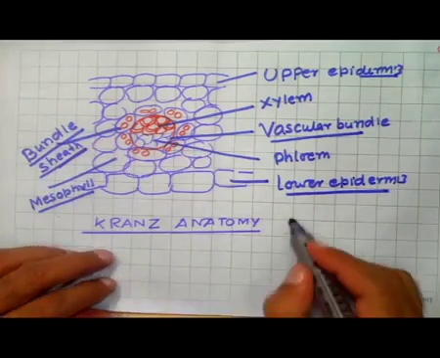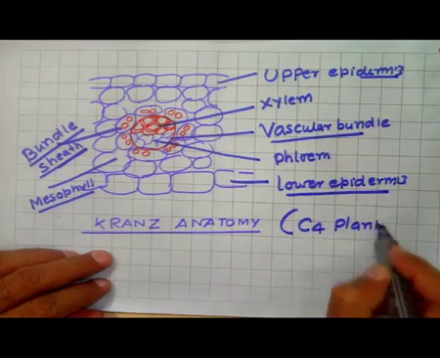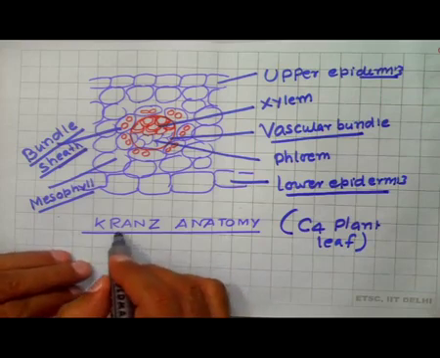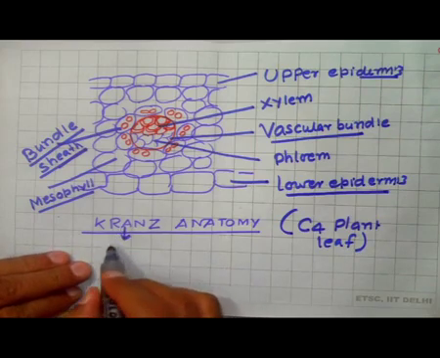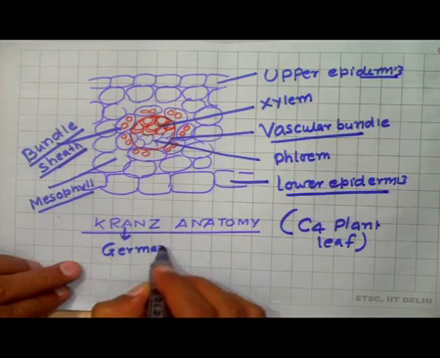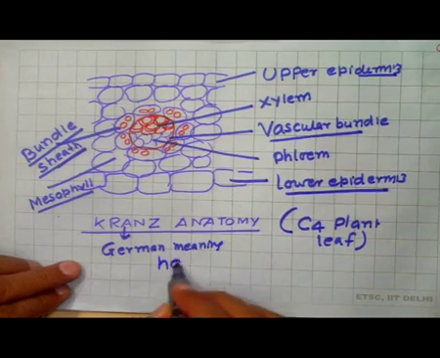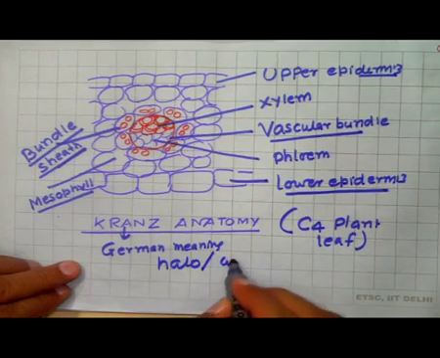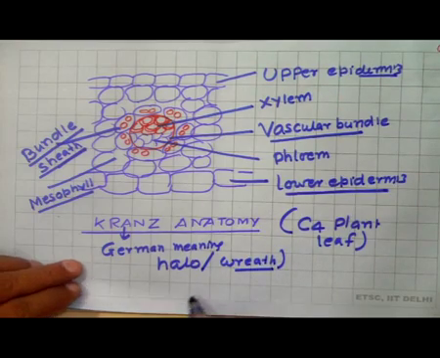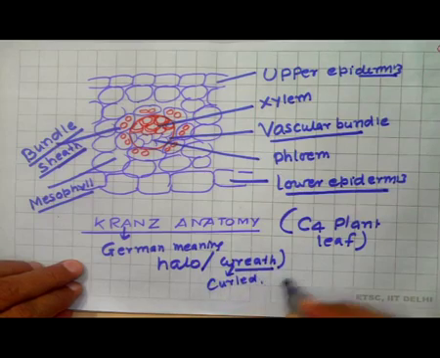This shows the C4 plant leaf, which shows Kranz anatomy. Kranz is a German word meaning wreath or ring, which means curled or twisted.